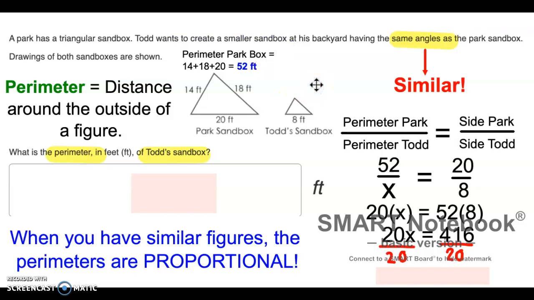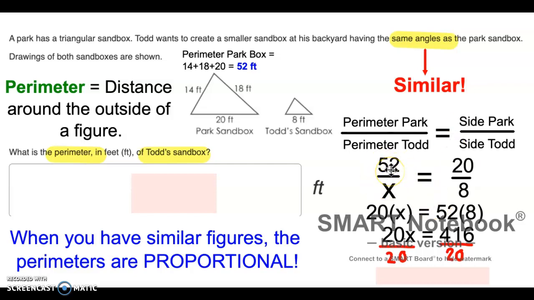We're going to use that measurement, the perimeter of the sandbox in the park, to set up a proportion. So remember, in similar figures, corresponding sides are proportional. So a proportion sets two ratios equal to each other. So here we can say that the perimeter of the park sandbox is going to be proportional to the perimeter of Todd's sandbox. We can also say that one side of the park sandbox, a side that we might know, would be proportional to its corresponding side in Todd's sandbox. So we're going to take our values that we know, substitute them into the proportion, and then solve for what we don't know.